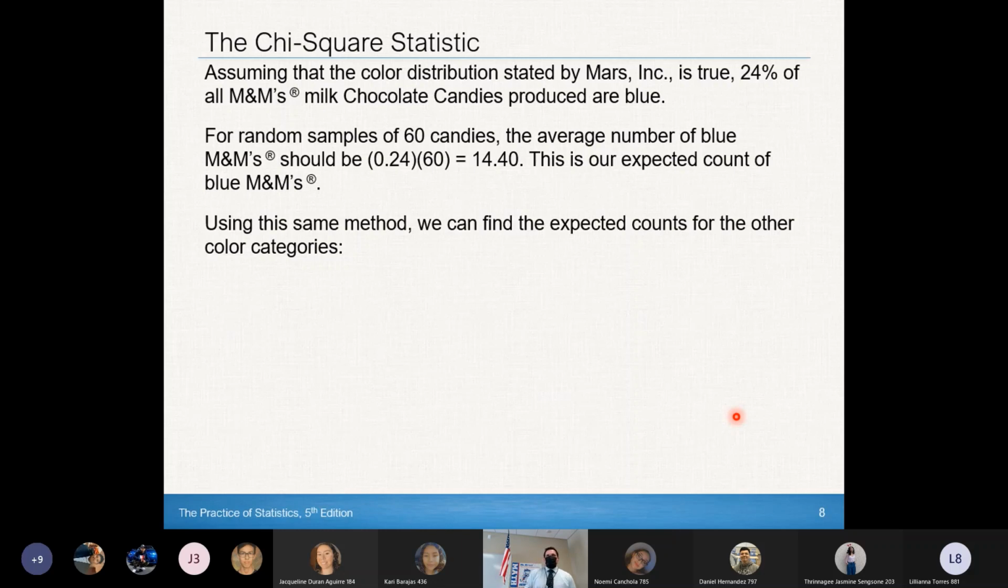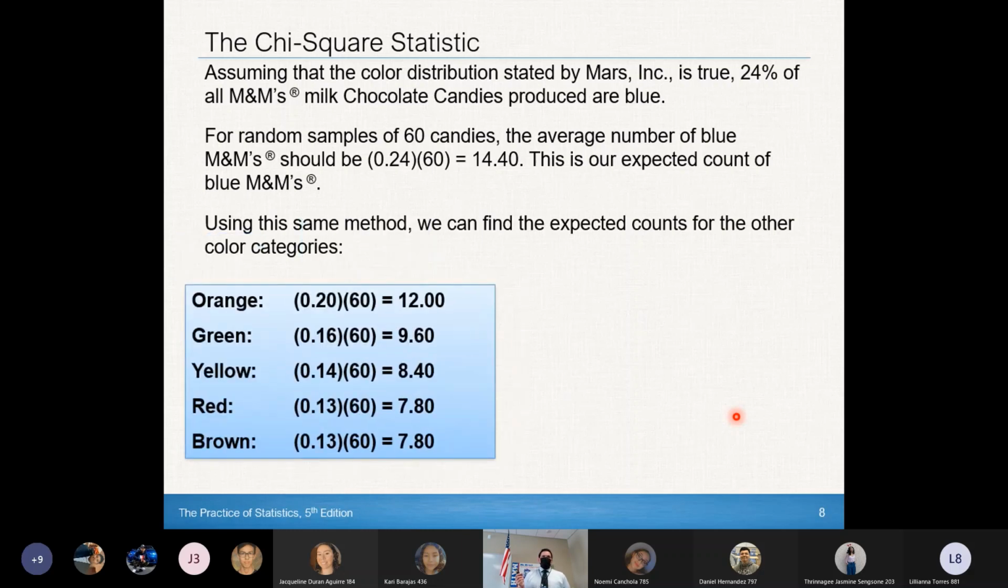Right? And this is our expected count of blue M&Ms. Using this same method, we can find the expected counts for the other color categories. Like this. So we get orange, green, yellow, red, and brown: 12, 9.6, 8.4, 7.8, 7.8. So this is what we would expect if we sampled 60 candies over and over and over again. We would expect to average per sample of 60: 12 orange, 9.6 green, 8.4 yellow, 7.8 red, 7.8 brown, and 14.4 blue.